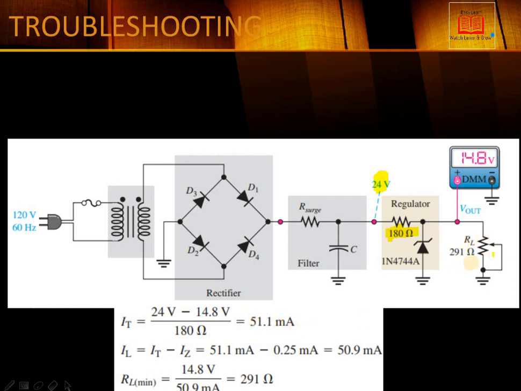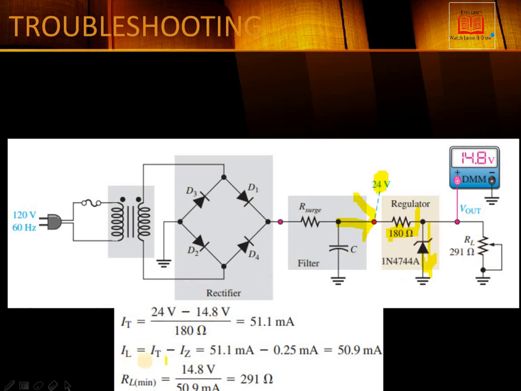How can we calculate the current through the load? This is the total current coming from this side, and after passing through the resistance the total current is 51.1 milliampere. But some part of this current will go through the Zener diode, while some part will pass through the load. So I total is equal to I Zener plus I load. So I load can be calculated.